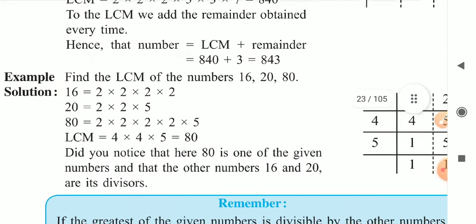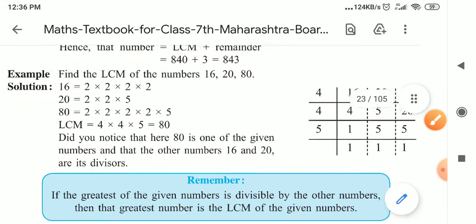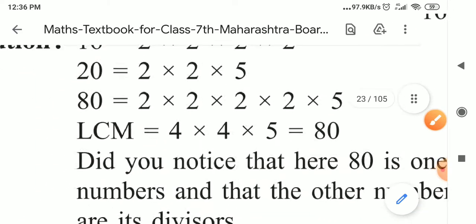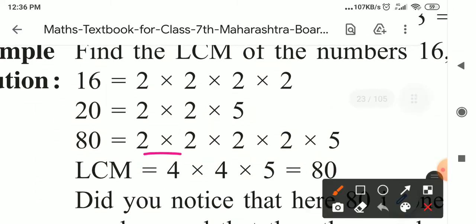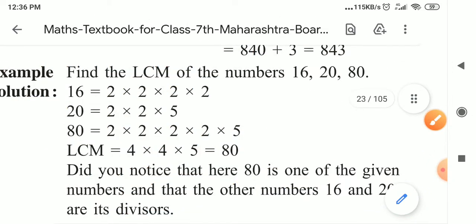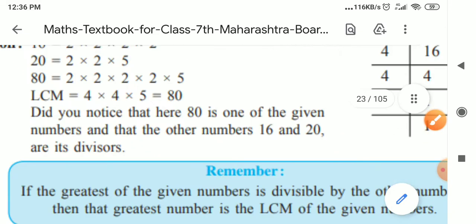So here they find the common numbers. We just saw that method; now another method. What are the factors of 16? 2 2s are 4, 4 2s are 8. Now 20 means 2 2s are 4, 4 5s are 20. 80 means 2 2s are 4, 4 2s are 8, 8 2s are 16, 16 5s are 80. And the LCM is equal to the common terms: these are the common ones, 4 into 4, and this is the remaining 5.